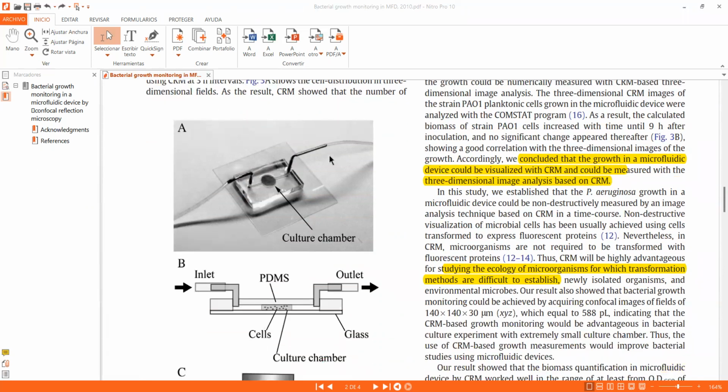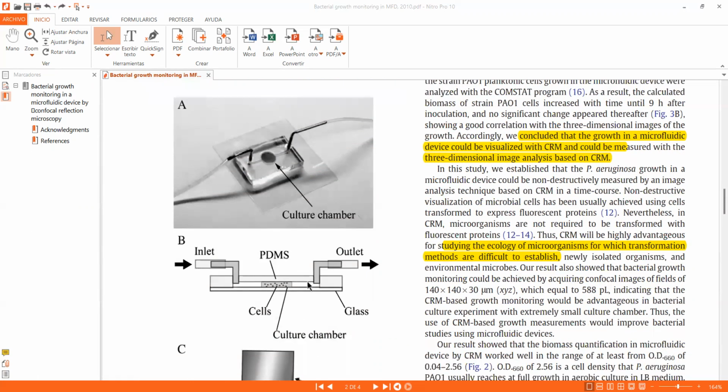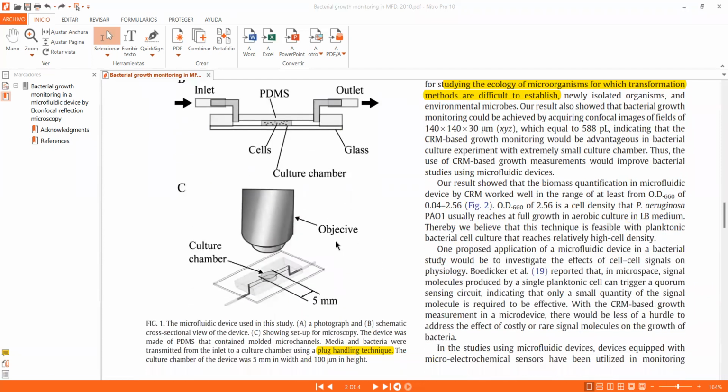Here we can observe the design of the microchip that they use. It has a culture chamber in the center, made of PDMS, and in the back it is glass, and only in this part will the cells grow. We have one inlet and one outlet, and the technique they use for observation is the confocal microscope. They inoculate by the plug handling technique.